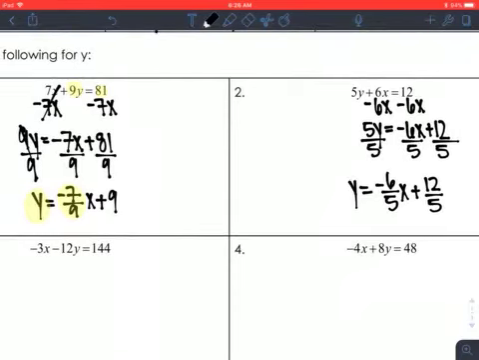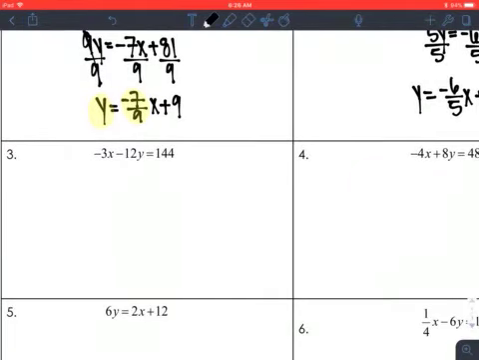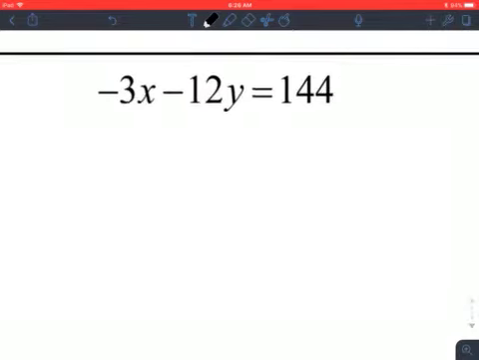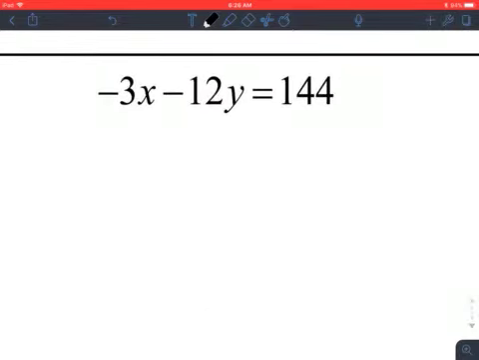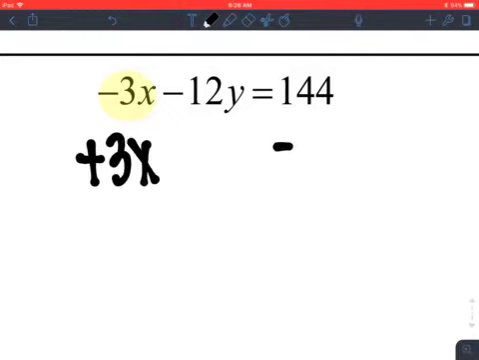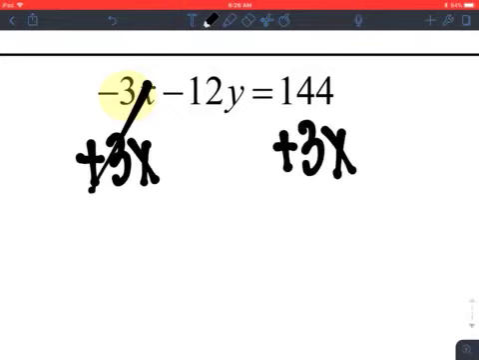Okay? All right, so we're going to continue on. Number 3, though, has a lot of negatives, so you have to be very careful here. So what you're going to do is, once again, get rid of that negative 3x. So we are going to add 3x to both sides. And what that does is that cancels out the 3x.